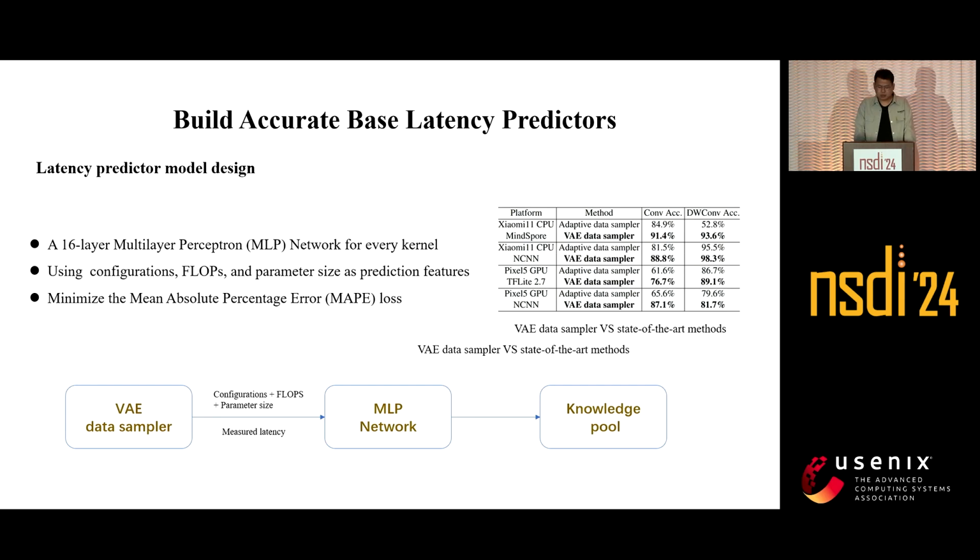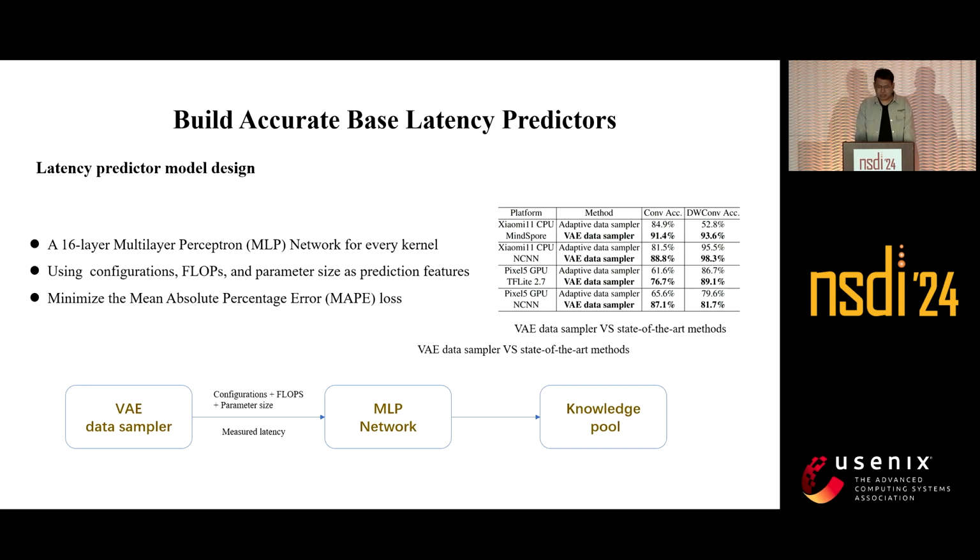The latency predictor model is a 16-layer MLP network with only about 1 million parameters. We use configurations that the VAE model produced, plus the FLOPs and parameters of each configuration, as input features, and the corresponding inference latency as the label. Our training goal is to minimize the MSE loss between the predicted and actual latency values. We evaluated the performance using the plus or minus 10% metric, which calculates the percentage of our kernels with predicted latency within a plus or minus 10% margin of error.